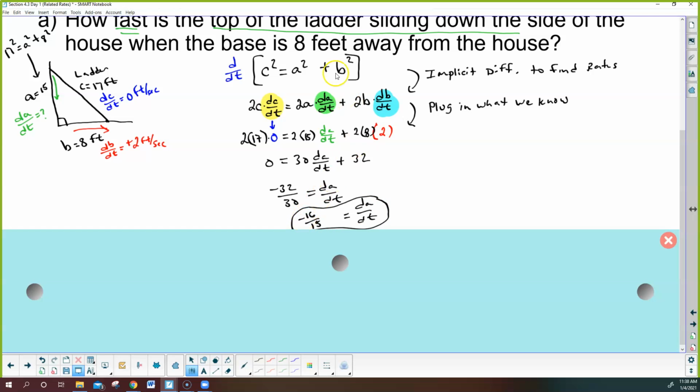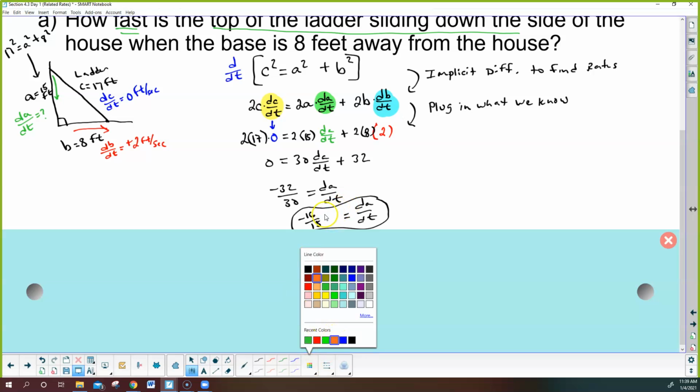Notice the answer is negative, which is what we thought, right? Well, what is it? It's going down. And what is the length on these units? This is feet. So A is 15 feet, which means it's changing at a rate of negative 16/15 feet per second. Which, if I plug that into my calculator, depending on what they asked for, if they asked for the exact answer, you would want to leave it as negative 16/15.